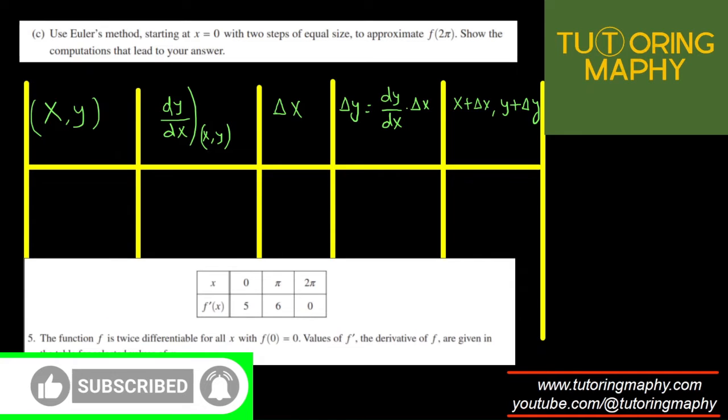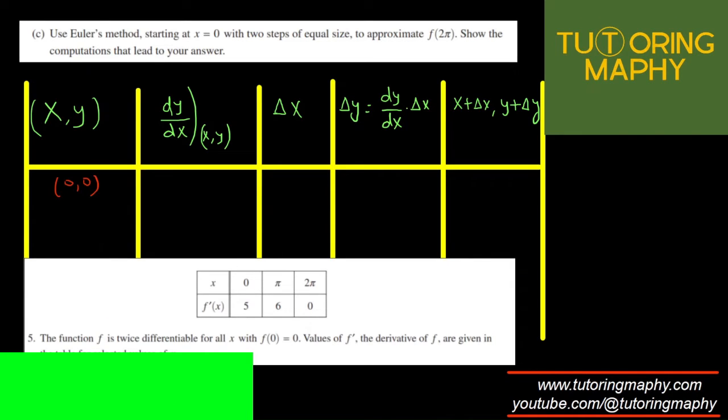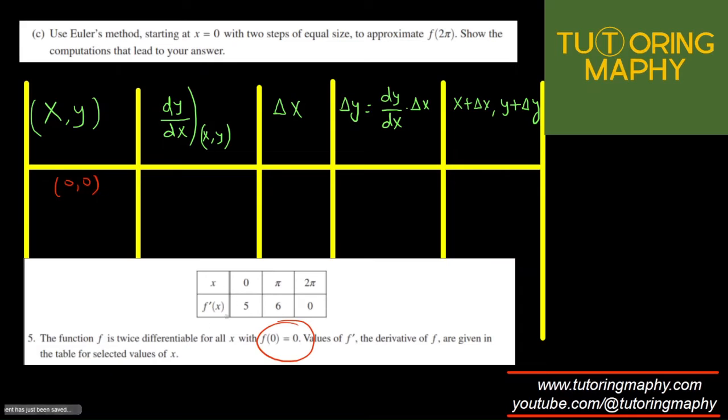Okay. The starting point is 0, 0. How do I know that? Because that's given in the question. So that's 0, 0. What is the derivative of the function at 0, 0, guys? I know that the derivative of the function when x is 0 is 5. So I'm going to write 5 here. What is delta x, guys? Remember that they need 2 equal steps to reach from 0 to 2 pi. So delta x is going to be the final value minus the initial value over 2.